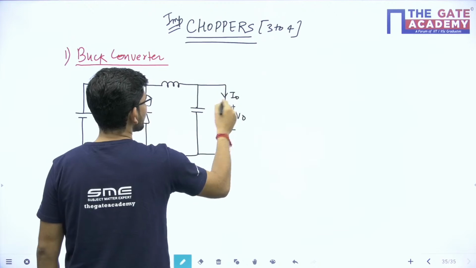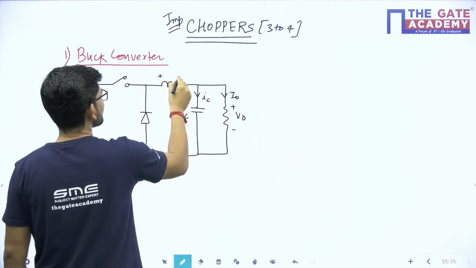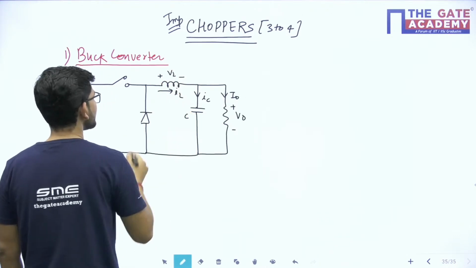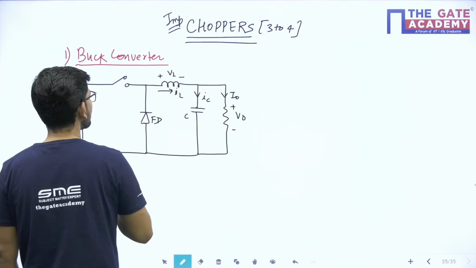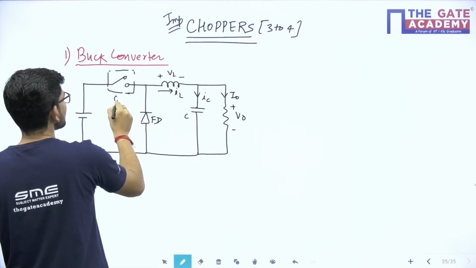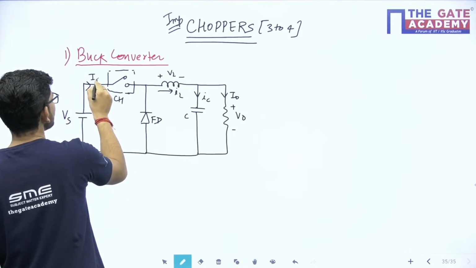This is I naught current, this is capacitor, the current across it is IC, this is the voltage, and across inductor this is the reference polarity of voltage and current, this is the freewheeling diode, this is the switch, or this is popularly known as the chopper, this is Vs voltage, this current is the source current.